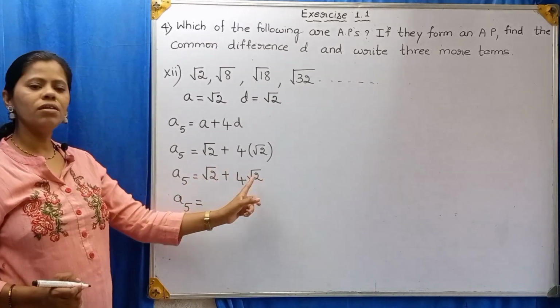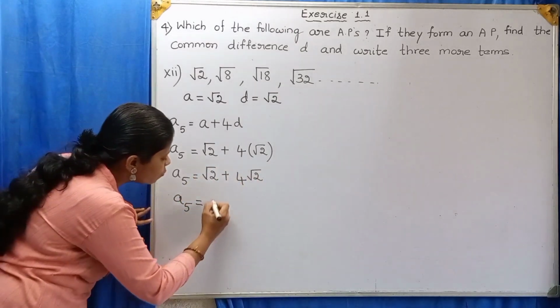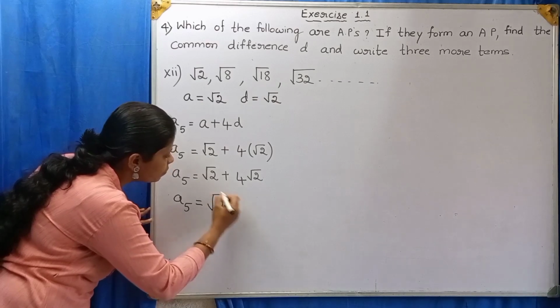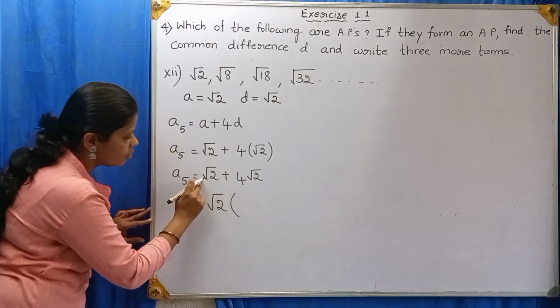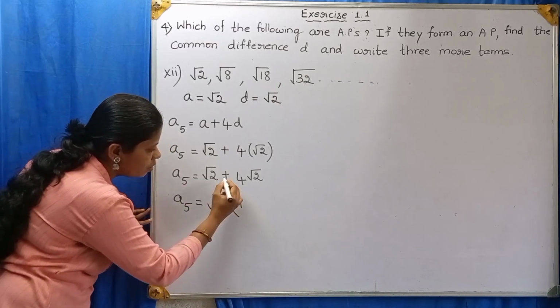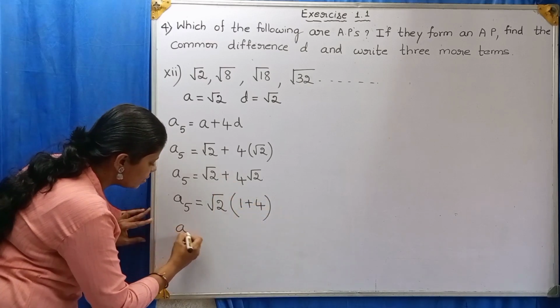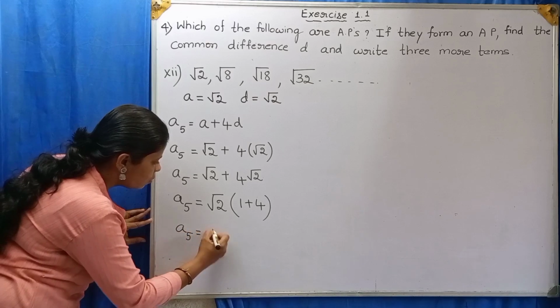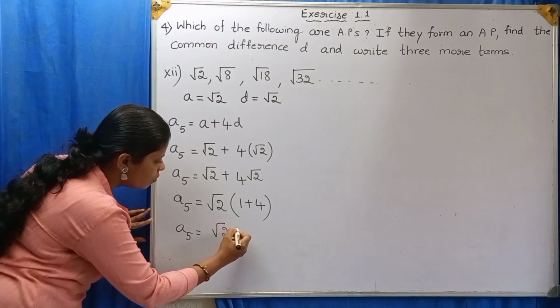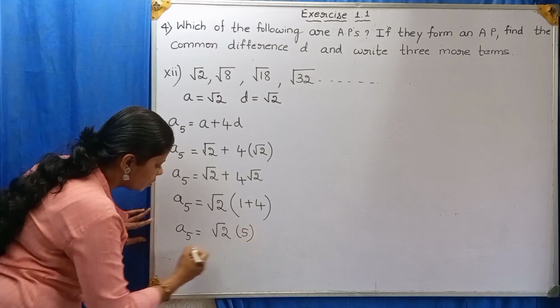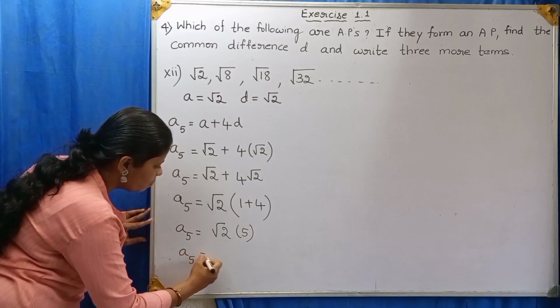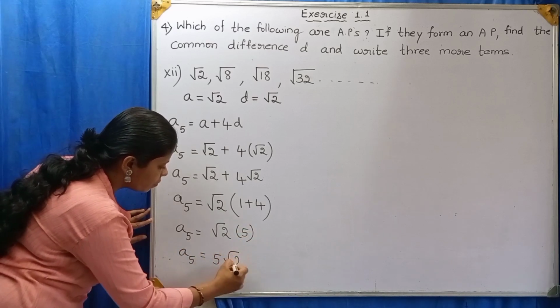Now, A5 is equal to, see here, this is one term, this is one term. Root 2 is common in both, right? Therefore, take root 2 common. See here, what is left here? 1. 1 plus 4. That is A5 is equal to root 2 into 5, that is A5 is equal to 5 into root 2.